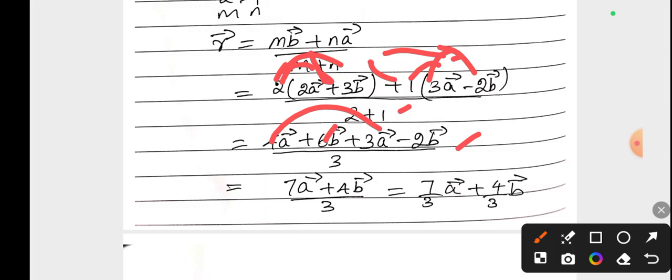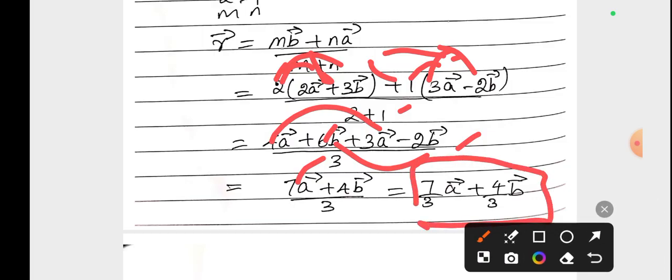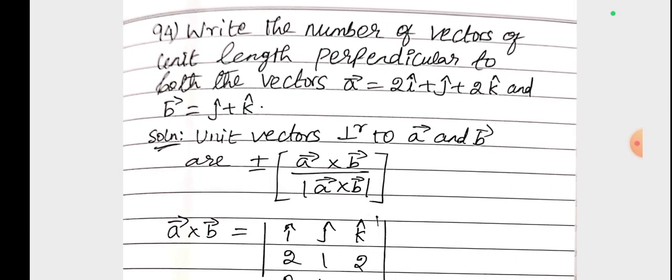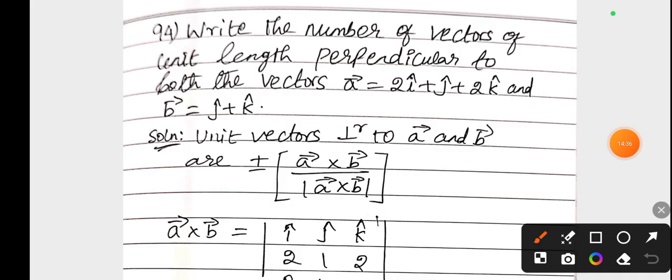So 4 plus 3, 7 children, 7a vector. 6 minus 2, 4b vector by 3. If you want, we can split it and write. So very simple, just writing the formula. 94th, we have already known. But anyway, this is an MCQ. It was very simple, but they have asked in 2 marks. So we want to do the steps. I will tell you both.